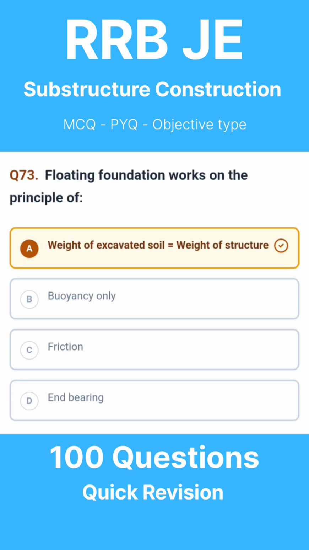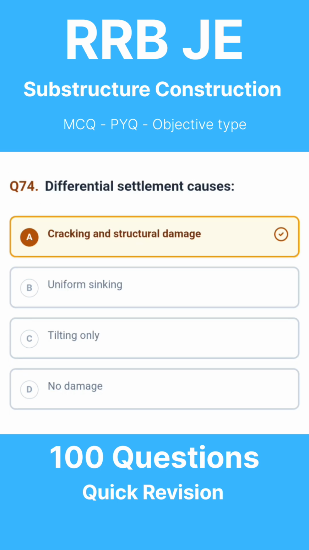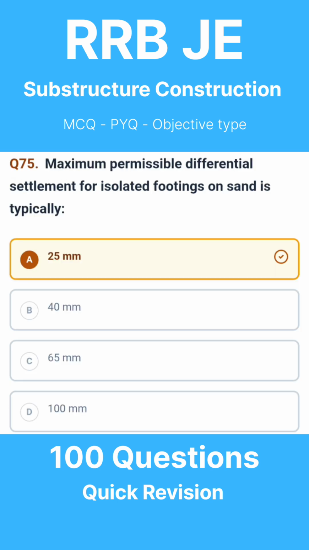Question 73. Floating foundation works on the principle of. The correct answer is weight of excavated soil equals weight of structure. Question 74. Differential settlement causes. The correct answer is cracking and structural damage. Question 75. Maximum permissible differential settlement for isolated footings on sand is typically. The correct answer is 25 millimeters.